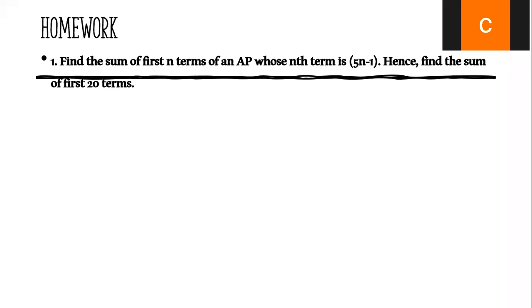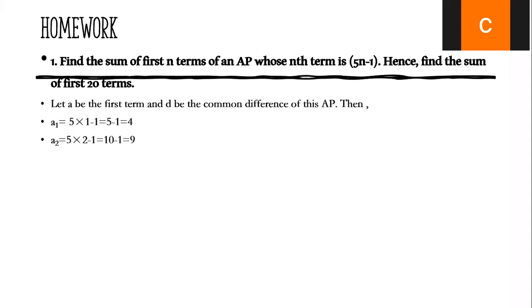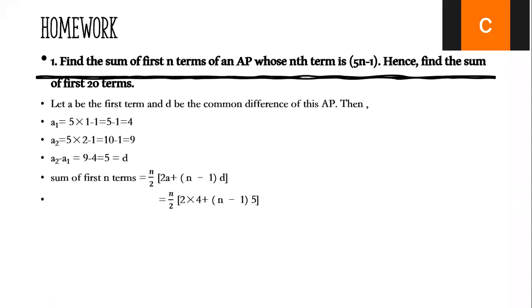If n value 3, 5 into 3 is 15 minus 1, 14. So what common difference are you getting here? 5, ma'am. Yes. So a2 minus a1, we are getting common difference 5. So the a value we got is 4, d value we have got is 5. Then apply the sum of n terms of an AP formula. N by 2 into 5n plus 3, because we don't know the n value. Am I clear, children? Yes, ma'am.